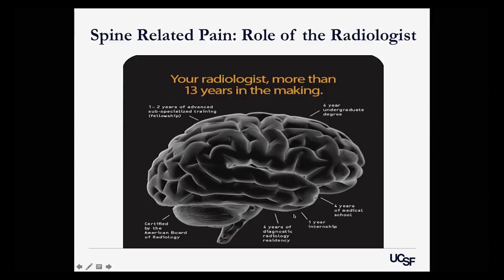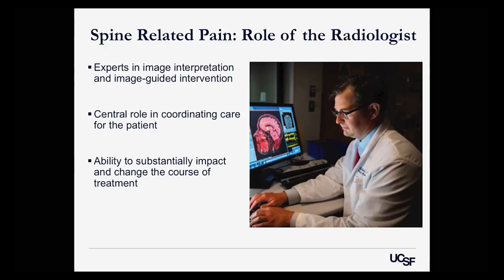These imaging studies, which include your CT, your X-rays, and your MRIs at UCSF, are read by extremely well-trained physicians. Most spine radiologists, after 4 years of college, have spent 4 years in medical school, 5 years doing radiology residency, and anywhere from 1 to 3 years of a fellowship. These experts play a central role in coordinating care for the patient, and by their reads and by the interventions that they perform, have the ability to substantially impact and change the course of treatment. We work very closely with our referring clinicians. We have very good relationships with our neurosurgery colleagues.